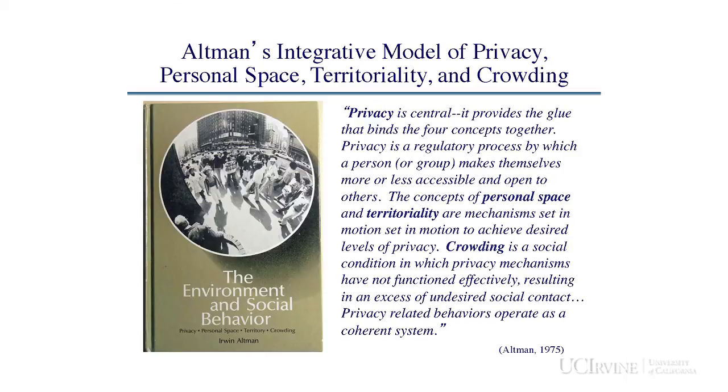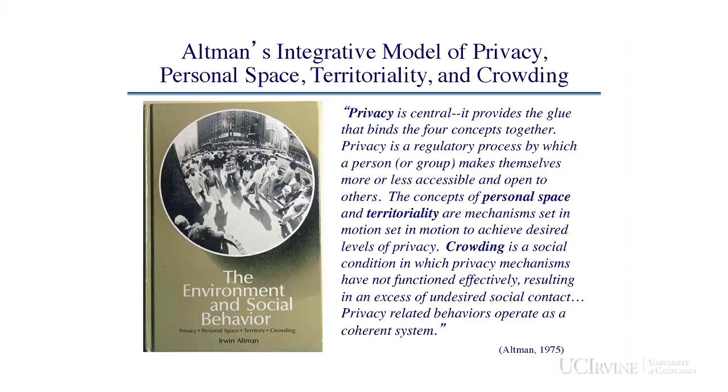you want to hit that sweet spot of just the amount of privacy or lack of privacy you want with other people in that situation. If you don't have control over the situation, people can come in and infringe on you and do whatever they want, and you have no control over it. So privacy is the central concept, and it sort of binds the other processes together. It's a regulatory process where a person or group makes themselves more or less accessible or open to others. And then personal space and territoriality are mechanisms that help that person achieve their desired level of privacy.